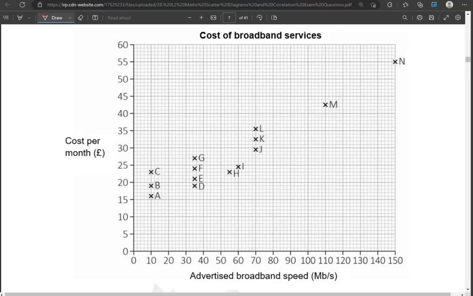So here we have the speed. So we're practically looking for the column with the highest number of crosses. So looking at 10, it has 3 of them. 35 has 4. 55 has 1. 60 has 1. So we can see that with 4, 35 is the modal speed.